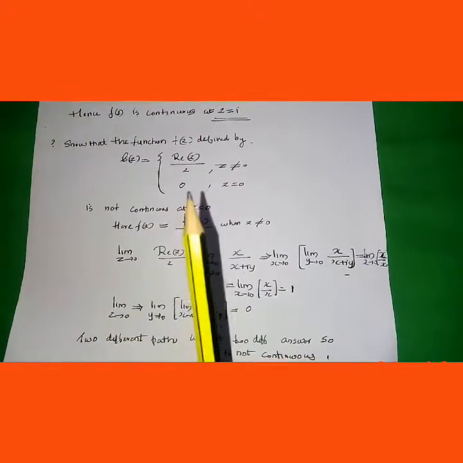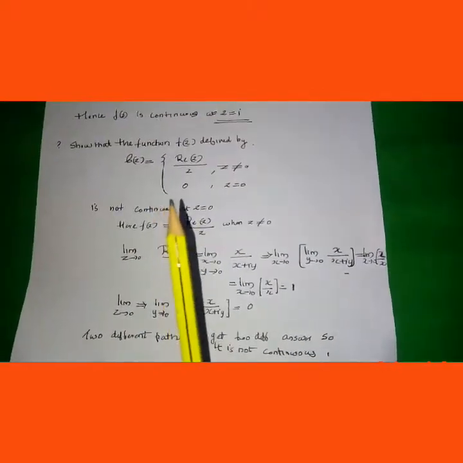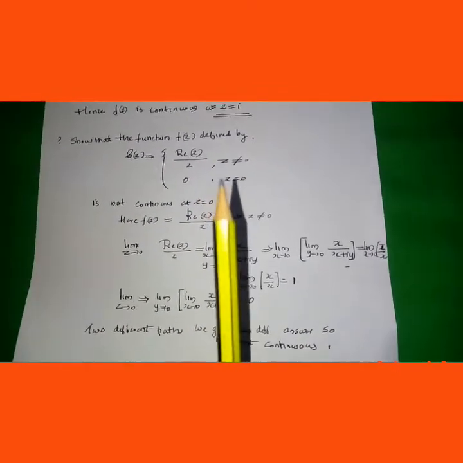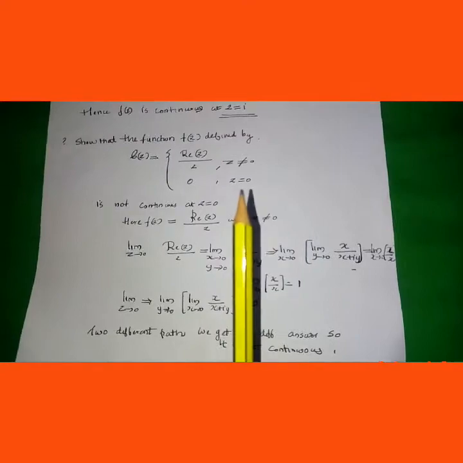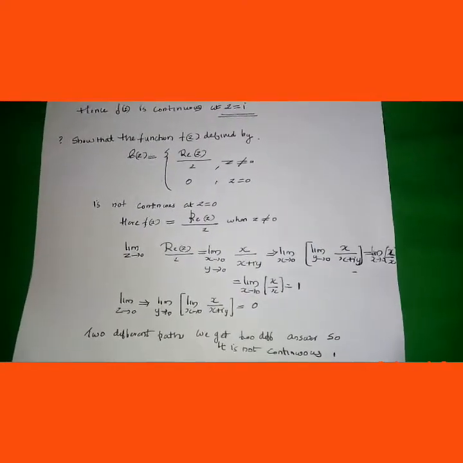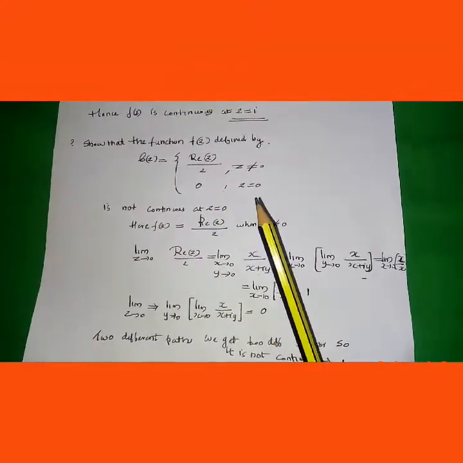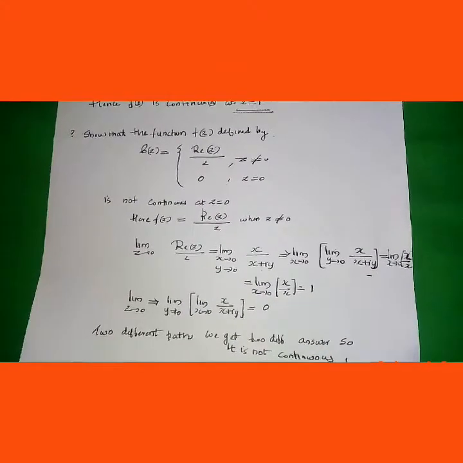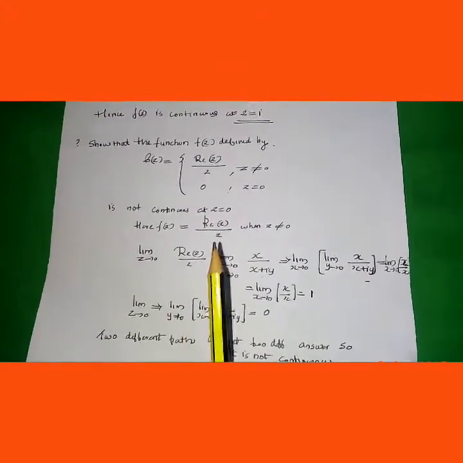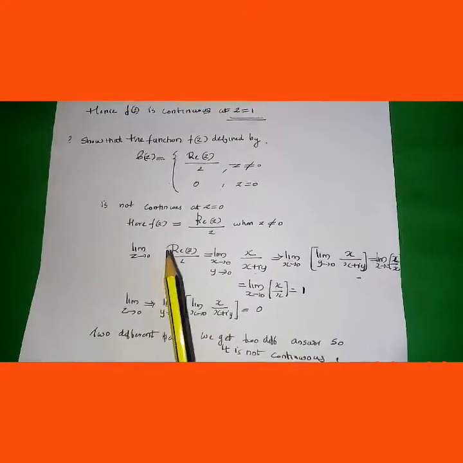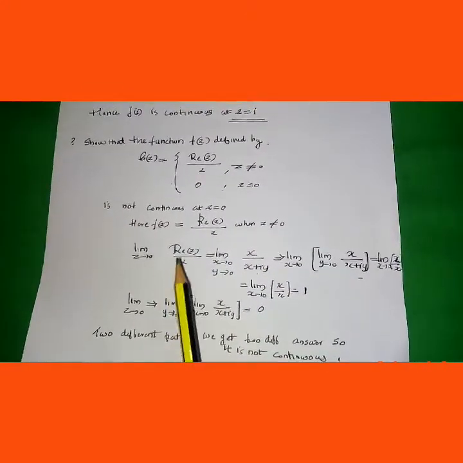Show that the function f of z defined by f of z is equal to real part of z divided by z where z is not equal to 0, and 0 when z is equal to 0. Here also we have to check the continuity. In this problem it is stated that it is not continuous at z equal to 0. So we have to prove that. So limit z tends to 0, real part of z divided by z.